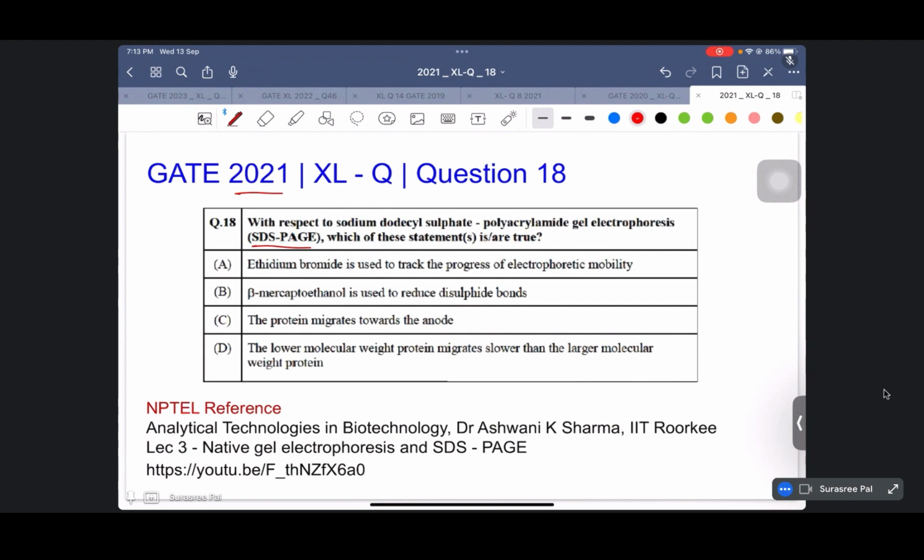Okay, it is very important to note here that this is a multiple select question, or MSQ, so you will have multiple answers to this. That is point one. The second and most important point is that some MSQs have negative marking and some do not, so you have to check in the question paper whether the particular MSQ that you are solving has negative marking. Let's discuss some bit about SDS-PAGE first.